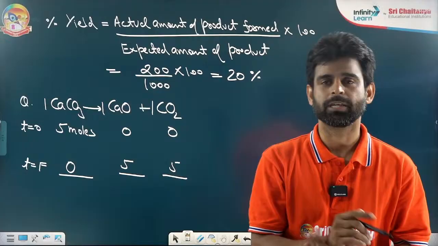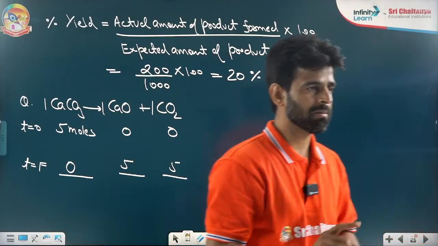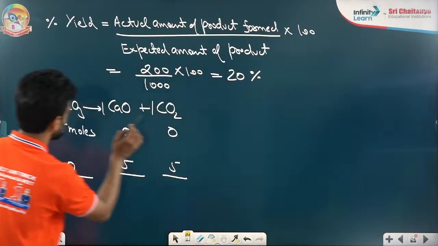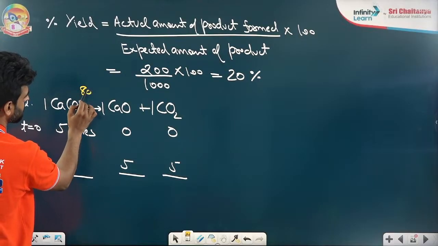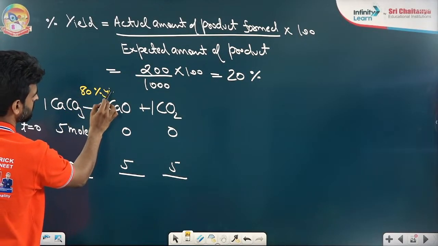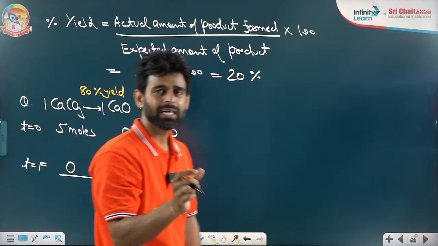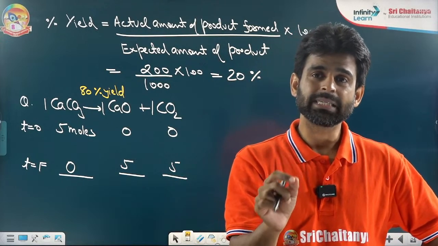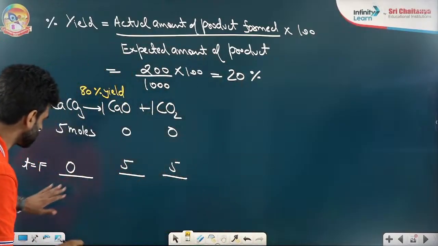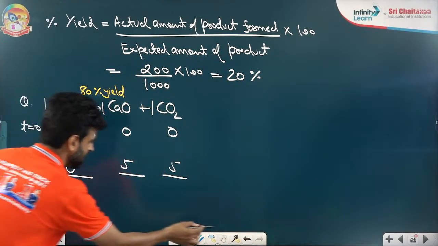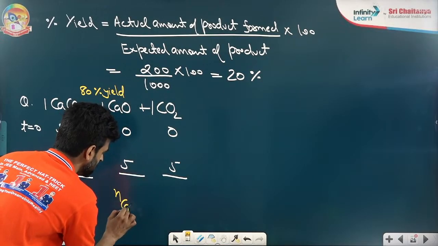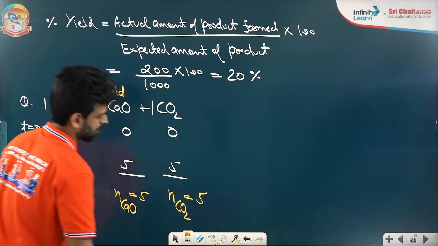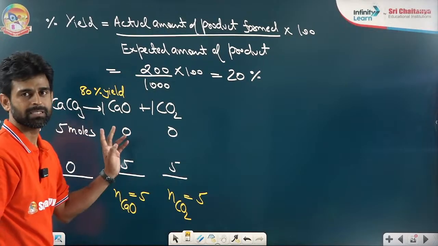But imagine the same question comes with something different given. Imagine in the same question, I am writing above it 80% yield. In the same question, I changed a little data: the above reaction is giving only 80% yield. Up to here, our answer was clear: I was getting 5 moles of CaO and 5 moles of CO2. But now the thing has changed.